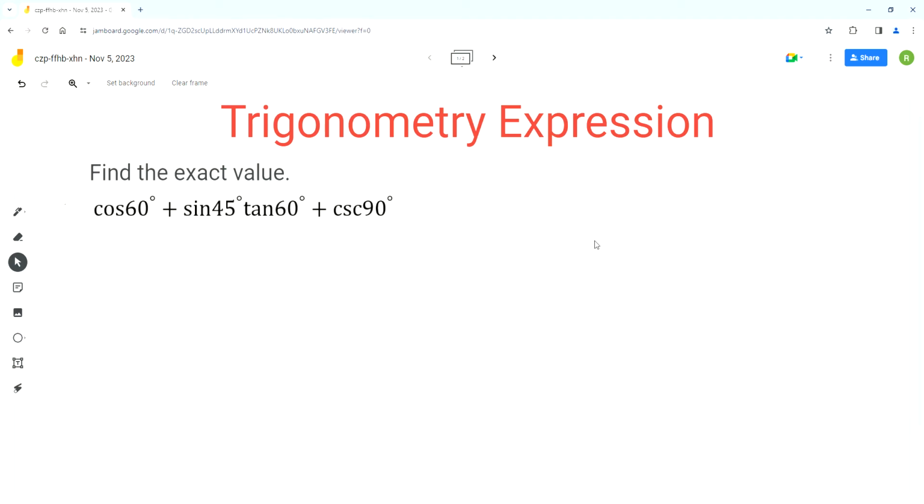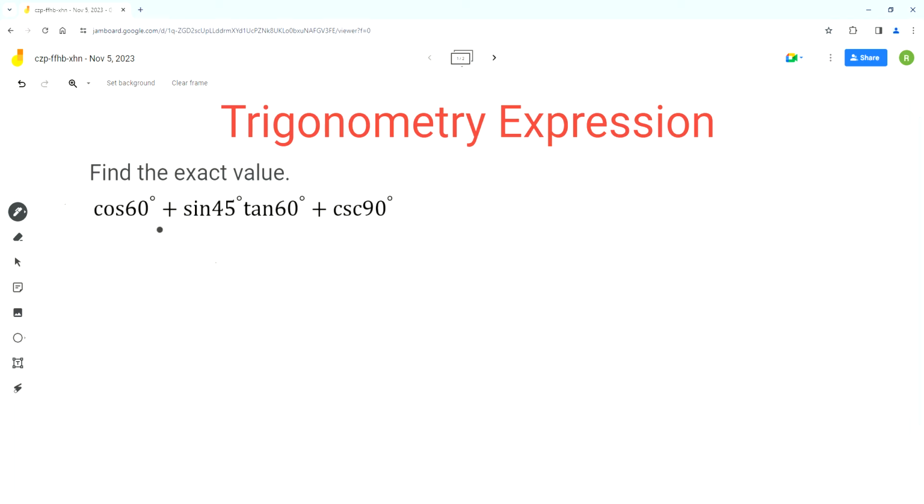Hello everyone. So in this video, we will find the exact value of this trig expression. Now this expression is made up of three terms. So the first term is cos of 60 degrees plus sine of 45 degrees times tan 60 degrees. And then the third term is cosecant of 90 degrees. So we'll start by evaluating each of these terms.